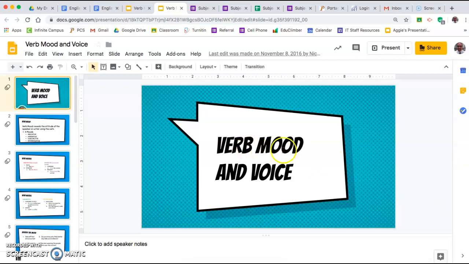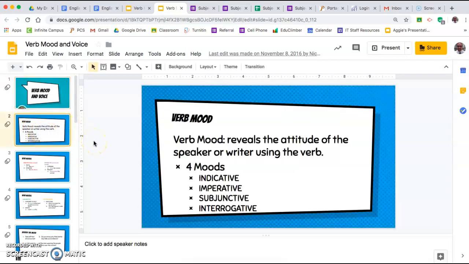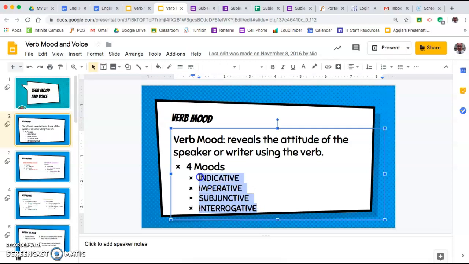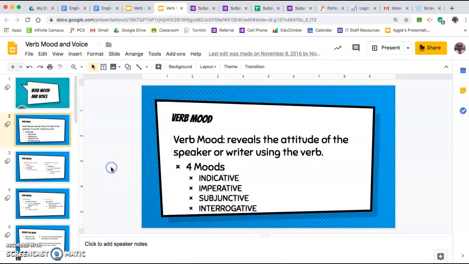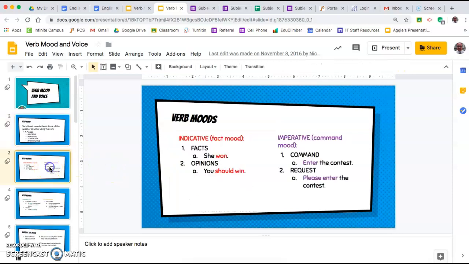Anyway, the two topics that are being covered in this presentation are verb, mood, and voice, and you guys have access to this on Google Classroom as well. When we're talking about verb mood, this is the attitude of the speaker or writer using the verb, and there are four different terms that we use. So we have these four here: indicative, imperative, subjunctive, and interrogative. In the next slides we'll go through what each of those mean.